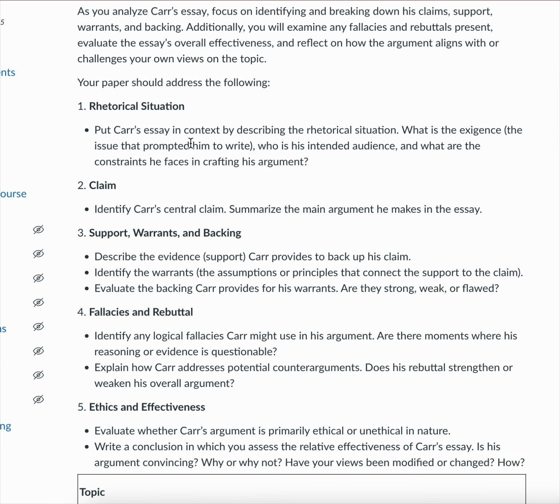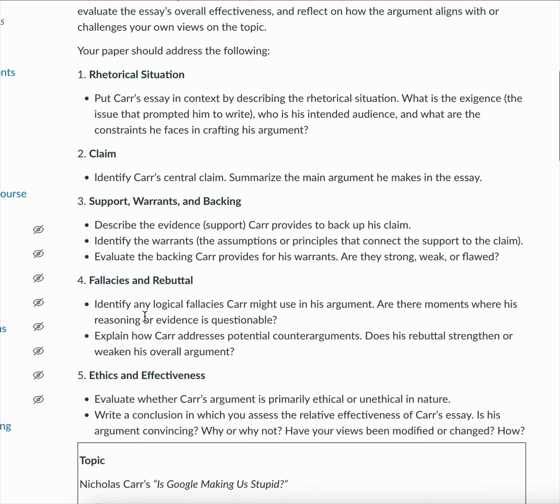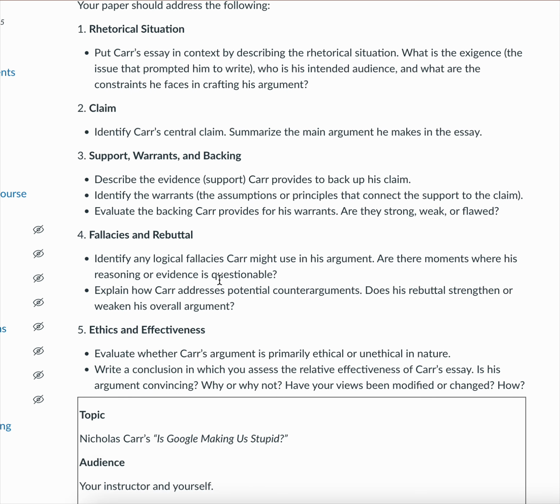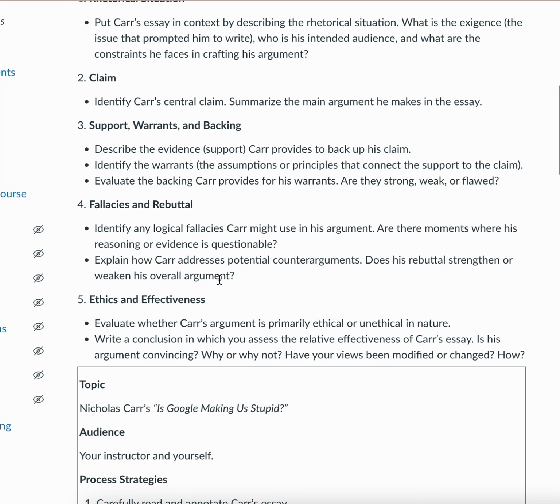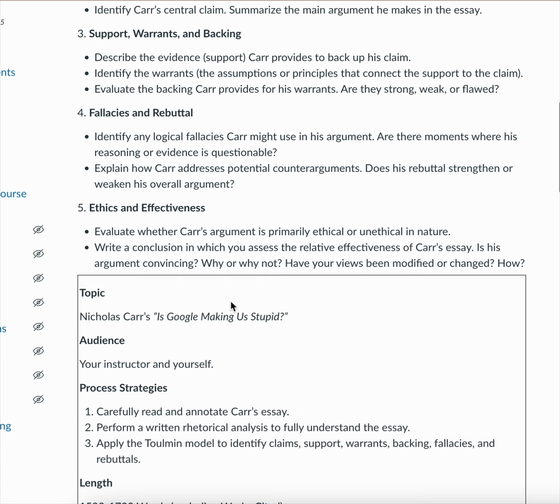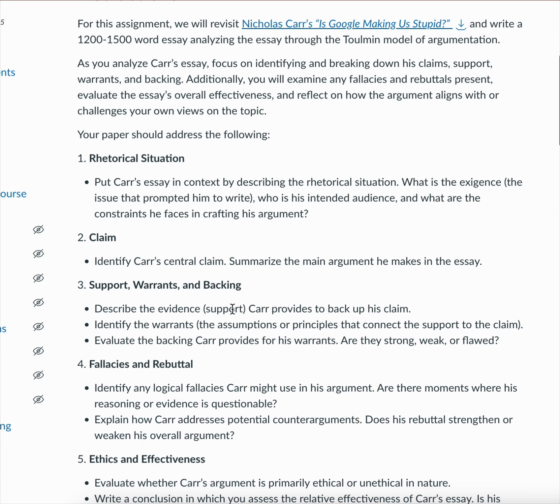So you'll also look at if he uses any fallacies, maybe places where his logic slips a bit, and whether he introduces any rebuttals or opposing views. Finally, you'll evaluate the overall strength and ethics of his argument, and you'll consider how it aligns or conflicts with your own views. So here's what it should cover. We have the list right here.